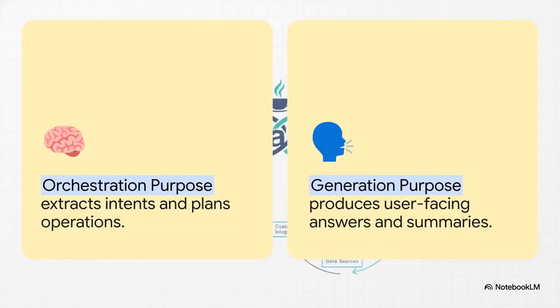Now, AI Fabric deliberately separates model purposes into two distinct camps: orchestration and generation. Orchestration is strictly for extracting structured intents and planning operations. Generation, on the flip side, is for producing user-facing answers and summaries. So why does this matter to you? Well, this separation means you can configure entirely different models, temperatures, and fallback behaviors depending on the specific job. You might want a highly analytical and maybe more expensive model for planning a complex back-end task, but a much faster, cheaper model when you're simply summarizing a chat for the end user. It's all about using the right tool for the job.